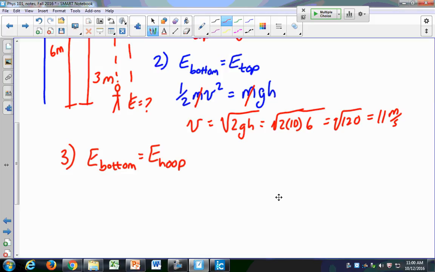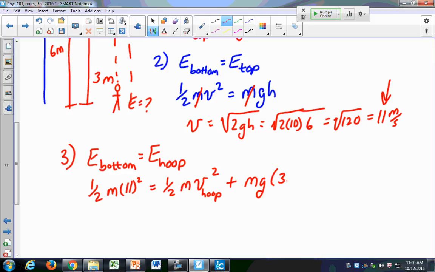So energy at the bottom is 1/2 m times 11 squared, because that was the speed that I found here, equals 1/2 m, I'll call this v hoop squared, plus m times g, and I'll go and put in the value here of 3 meters. Notice my meters, they all cancel out. And then I solve for v hoop.